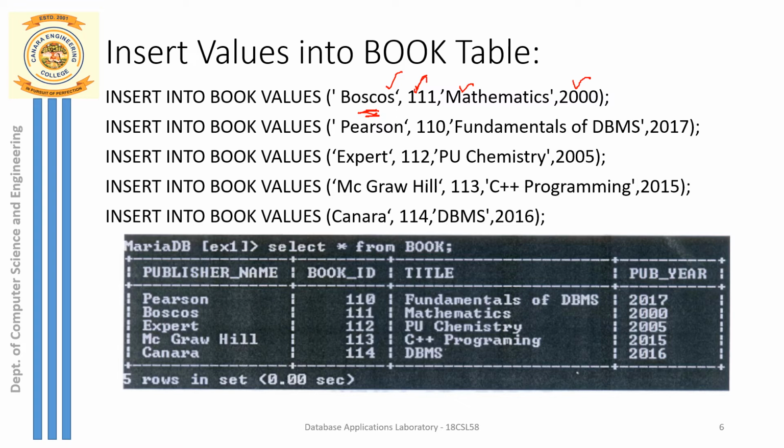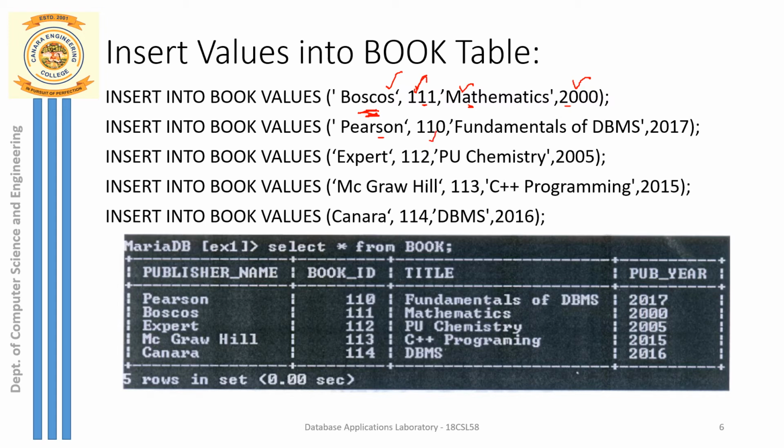You can see here Boscos, since I had already entered there, Boscos I am using here. So that means Boscos has written the textbook called mathematics, title is mathematics, whose book ID is 111, and this is the publication year. Next, Pearson, I have already entered in the publisher table. So the same Pearson I am using here. Book ID must be 110, that is must be different.